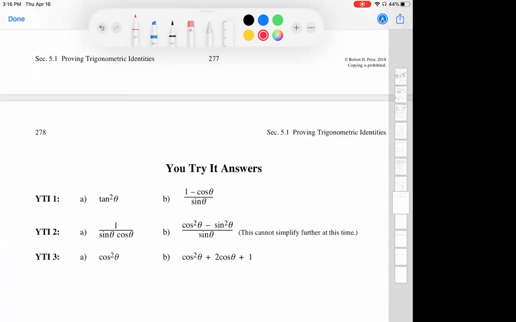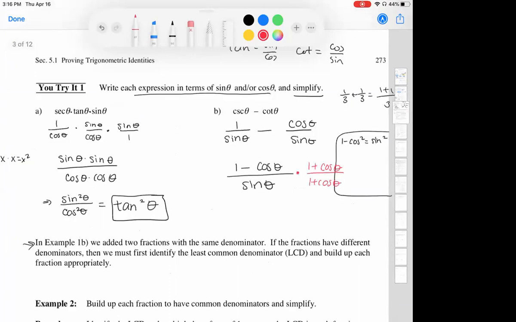You try it 1B. Oh, that's all they want. I'm getting ahead of myself. That's all they want. That's our answer for B.